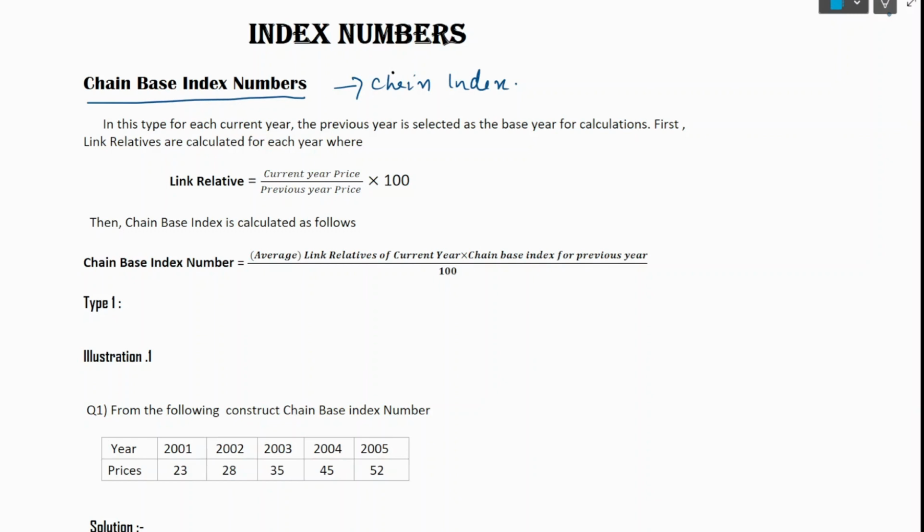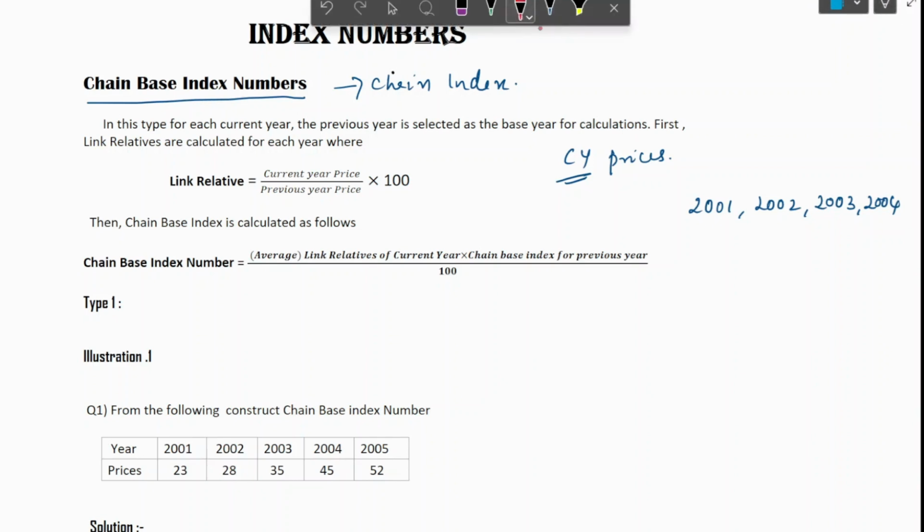In this type of index numbers, the current year prices are compared to the previous year prices, and this continues for every year. Index numbers are calculated by taking the previous period as the base year. That means if you consider 2001, 2002, 2003 and 2004, you are going to calculate the index number for the year 2004.